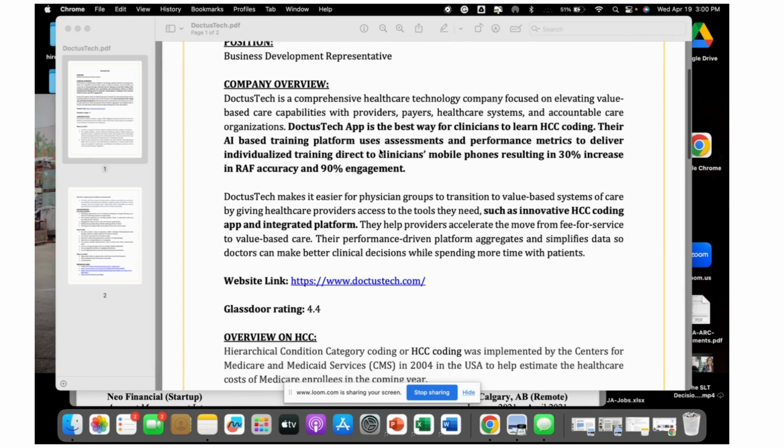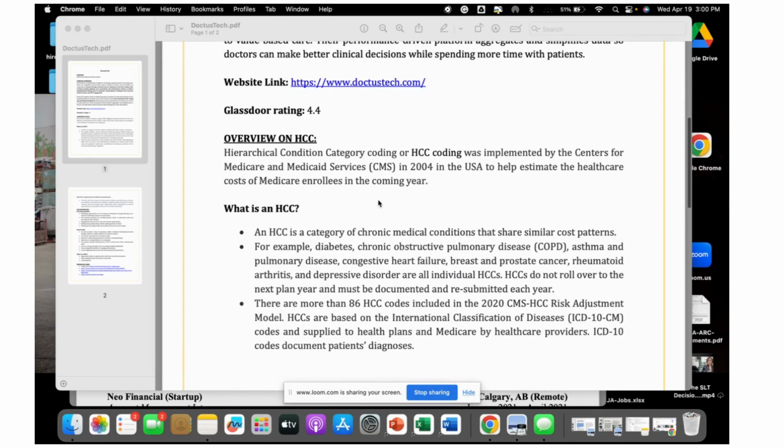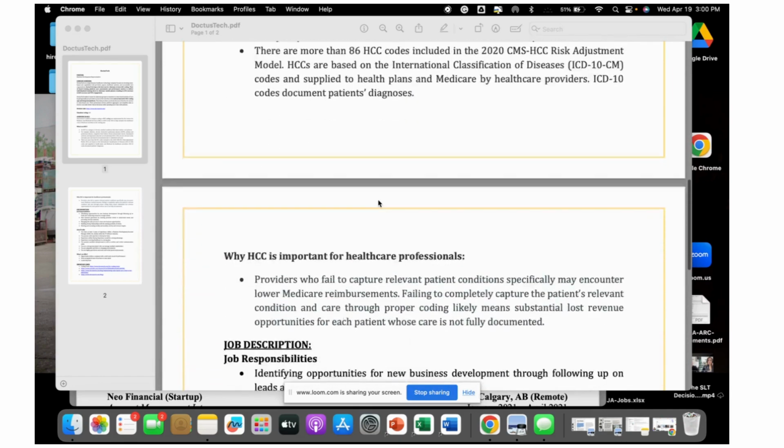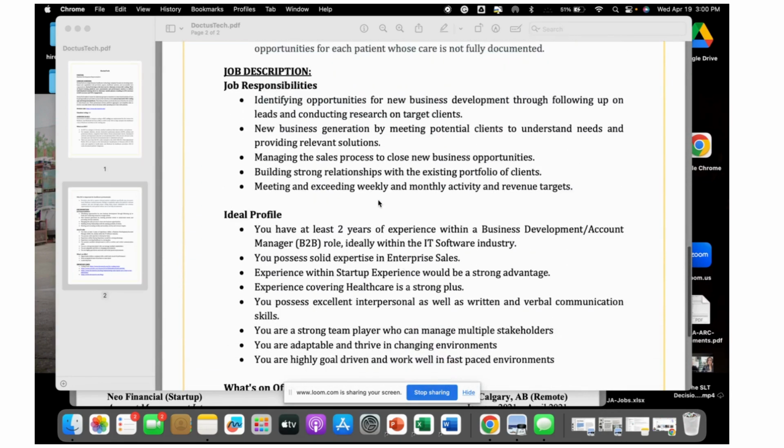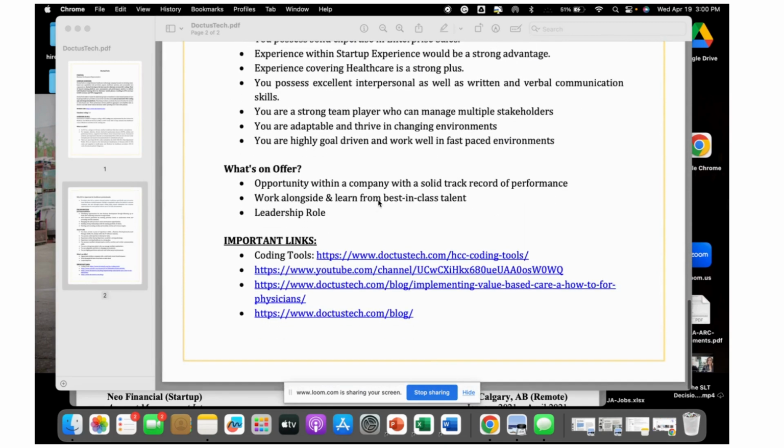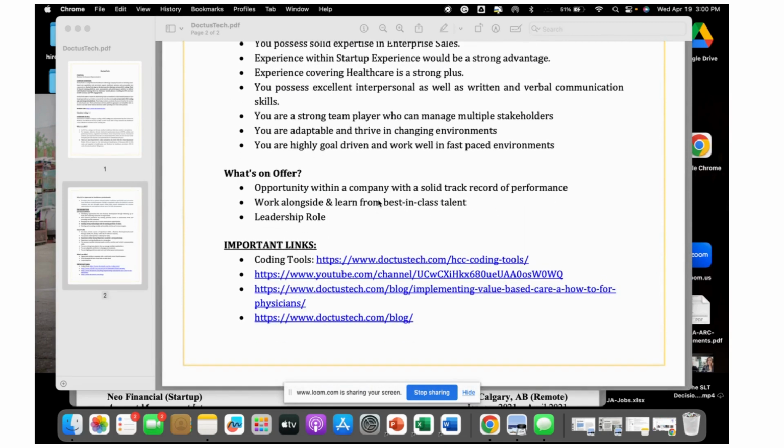So I've got the company overview, links to the website, and information on Glassdoor for them, what they do. I've also got the job description, and some important links that explain the company's product. All of this information I would expect the candidate to take a look at, hopefully before we meet, but obviously before an interview.